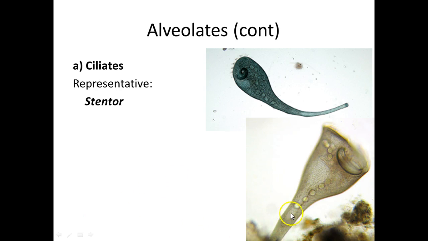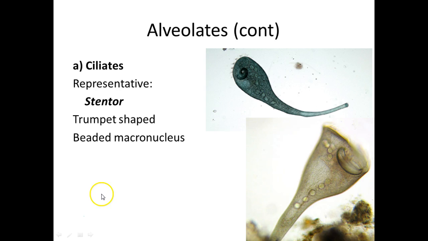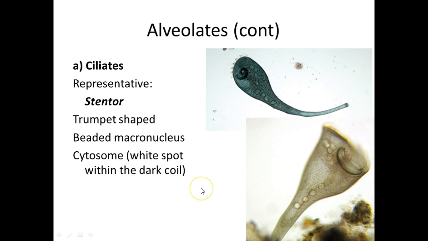Alright, and here's the pretty stentors, those trumpet-shaped ones. As I said, unfortunately, we don't have these guys. And you can see they have beaded macronuclei. Kind of cool stuff.